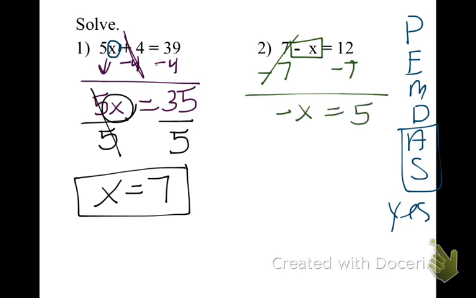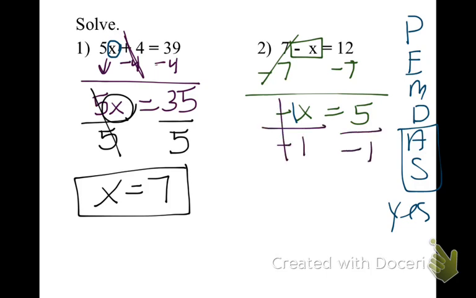Now, how in the world am I going to get rid of this negative? Now remember, technically there's a 1 in front of here, so I have a negative 1x. How can I get rid of this? So, if I'm multiplying, technically this is negative 1 times x. How do I get rid of multiplication? Through division. So let's divide this by negative 1, divide this by negative 1.